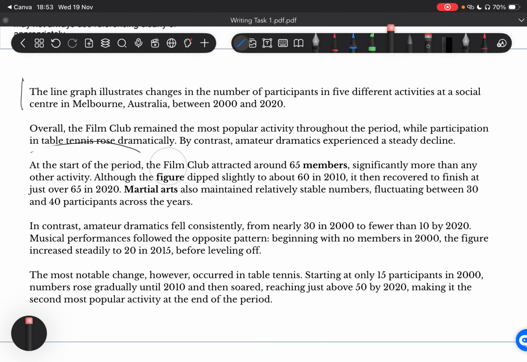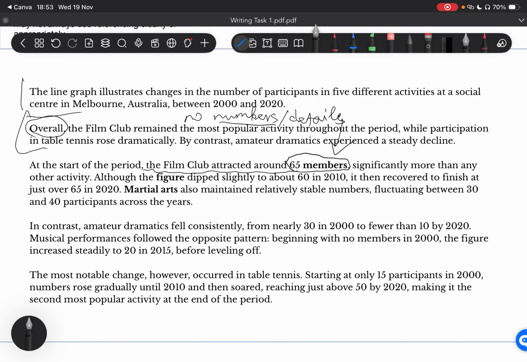The film club attracted around 65 members. So we have the beginning. It's here, attracted around 65 members, and we start giving details, by the way. So in the overview, we don't write any numbers, no numbers. We need no details. We just give the overall information, but we start giving details in main body 1.